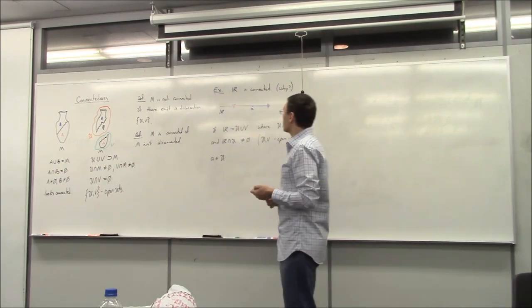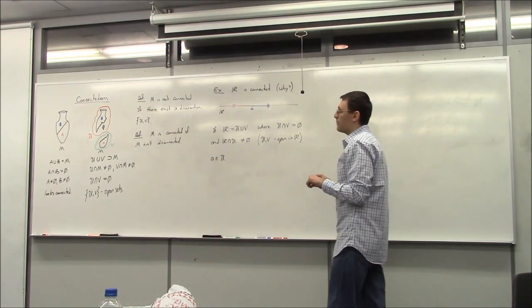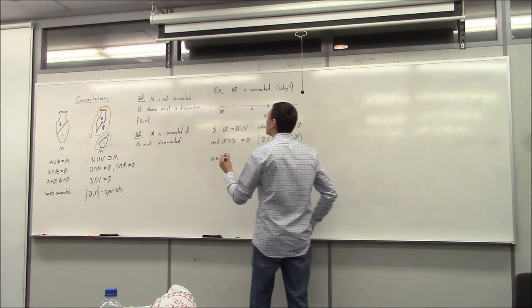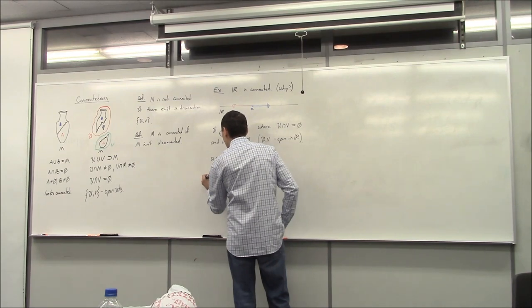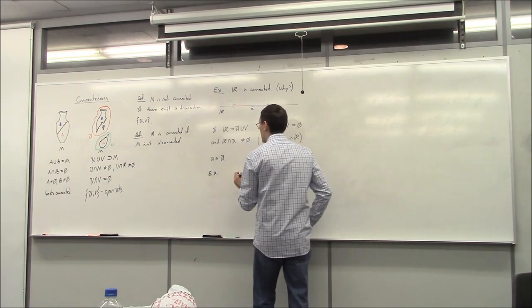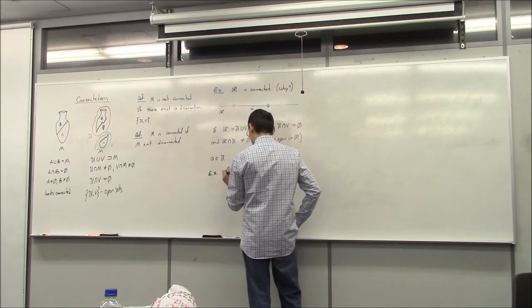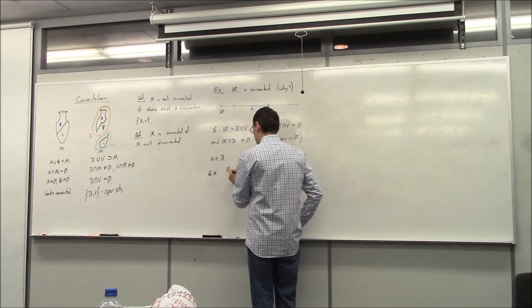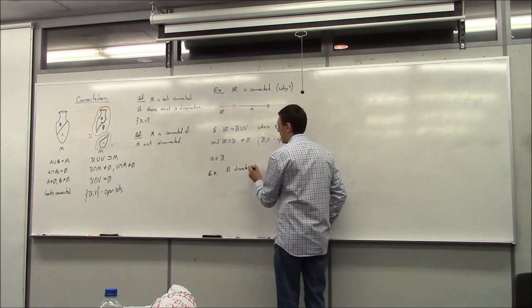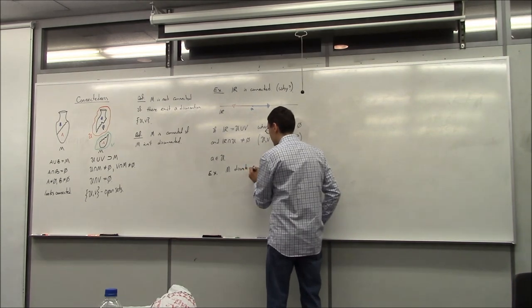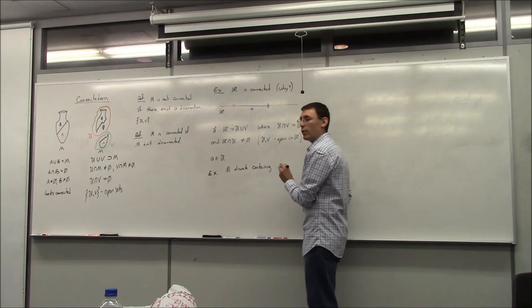Okay, good. So next example is discrete space. And you are going to help me with the discrete space. So M discrete, containing more than one point.